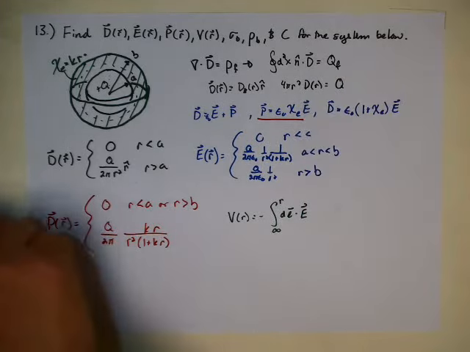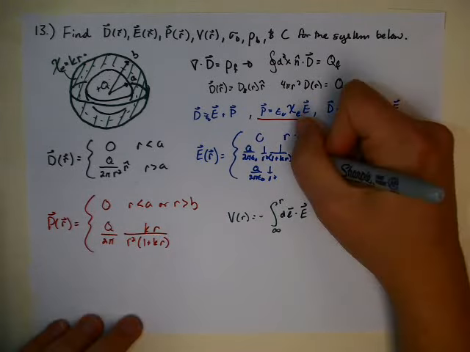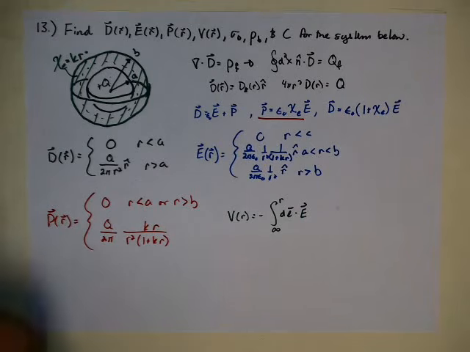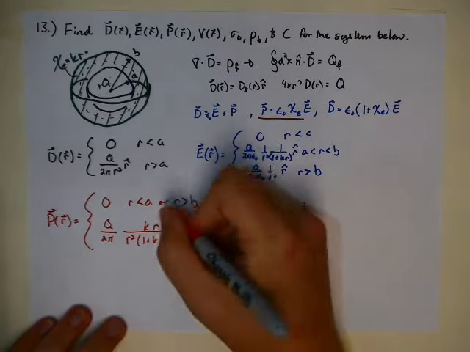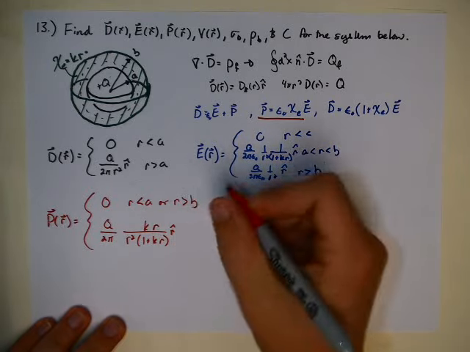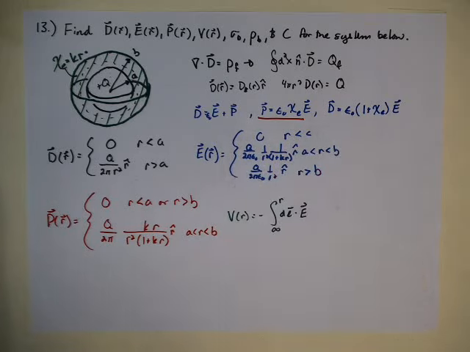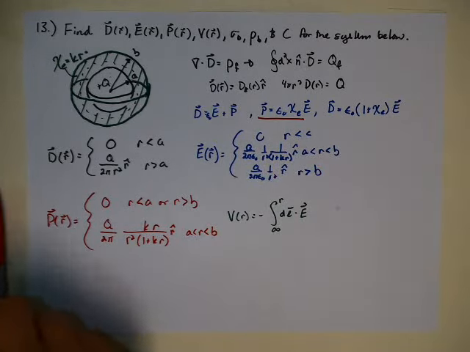Now, I guess I didn't write this down. This should have been in the r hat direction. That's in the r hat direction, and same with this one. This is in the r hat direction. And this is, of course, for a less than r less than b.